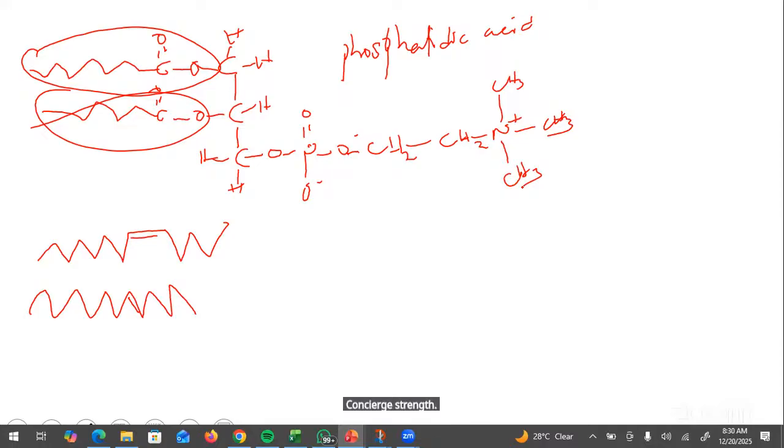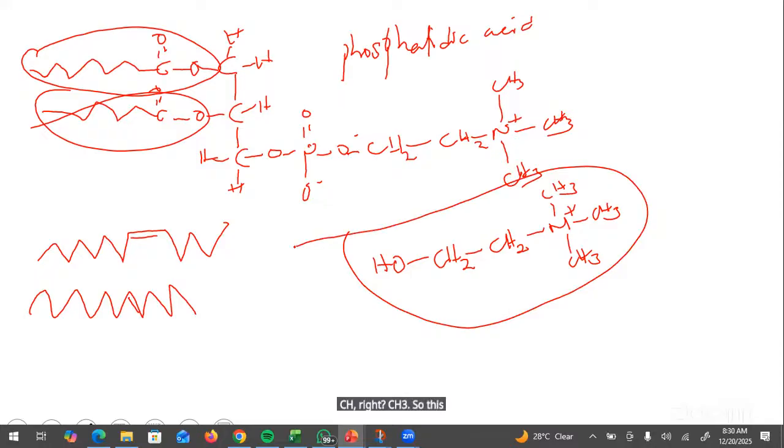So this is called phosphatidylcholine. Now, remember I told you about acetylcholine. This choline is written as OH, CH2, CH2, N plus, CH3, CH3, CH3. So this is called a choline, CHOLINE.